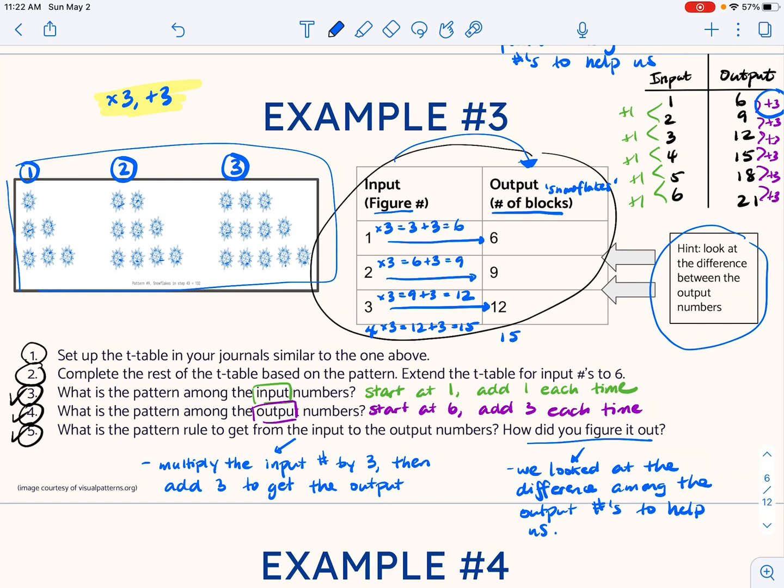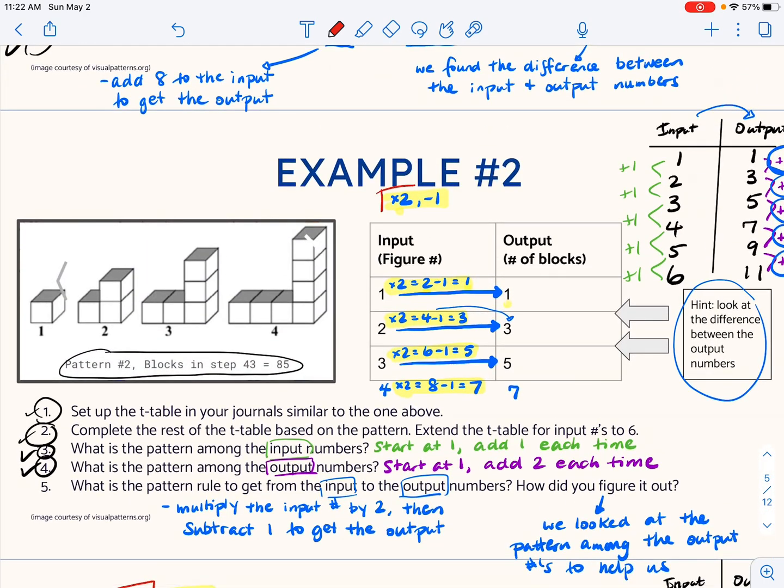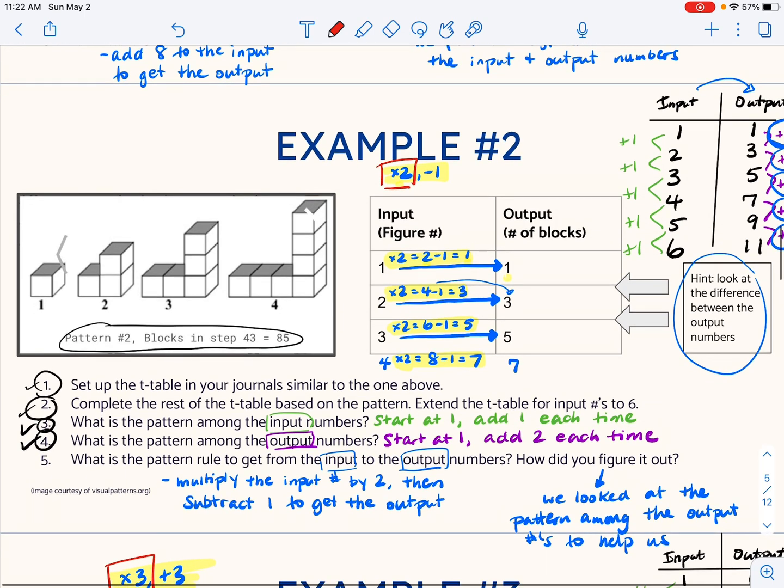Okay, now I'm going to point out one other thing too. In a future lesson, you'll be learning something called order of operations. And what I want you to notice is that whenever you have a two-step pattern rule, that first operation is going to have to be multiplication or division. So if you look at example number 3, our first operation in a two-step pattern rule was multiplication. If you look at example number 2, our first operation in a two-step pattern rule is multiplication, because it has to follow something called order of operations, where multiplication and division have to come first before addition and subtraction.